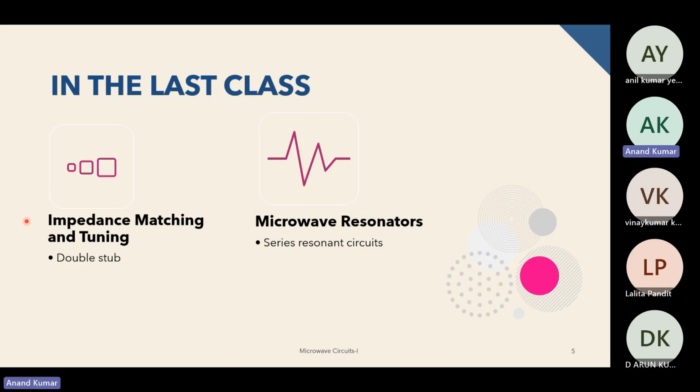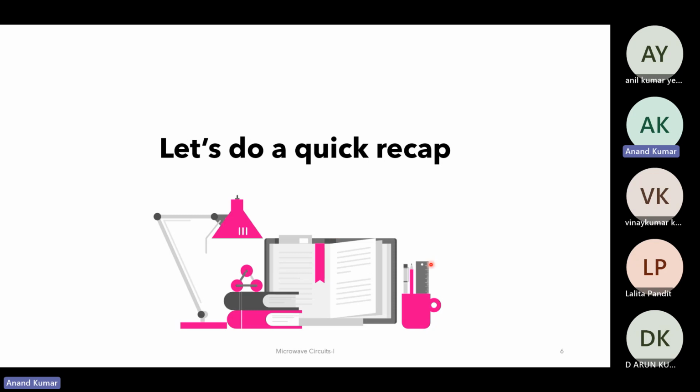Okay, so in the last class, we finished with double stub matching. Maybe we'll quickly revise this now. We have started with series resonant circuits. We'll do a revision of this and then start with parallel resonant circuits.